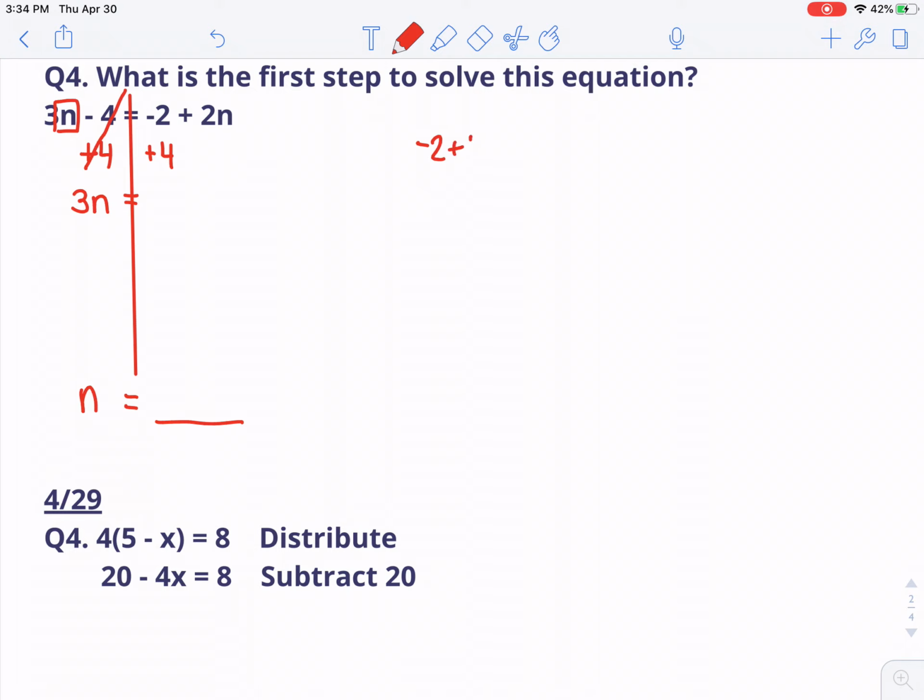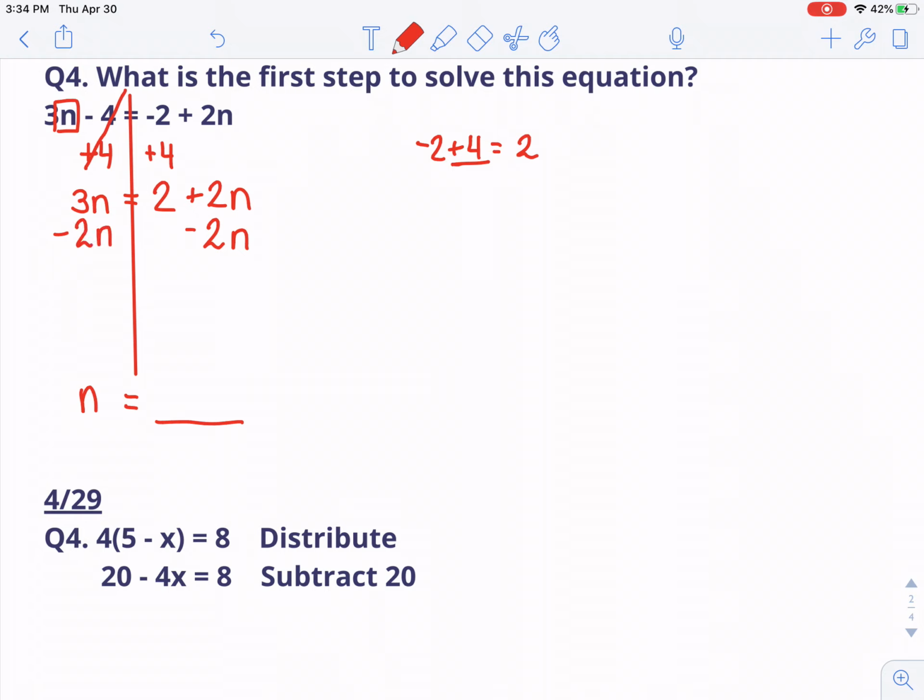Negative 2 plus 4. You know that is a positive 2 because the positive 4 is the larger number, and we figure out the difference. 2 plus 2n. I still have to get this 2n onto the same side of the equal sign as the other one. So I'm going to do the opposite, which is negative 2n.